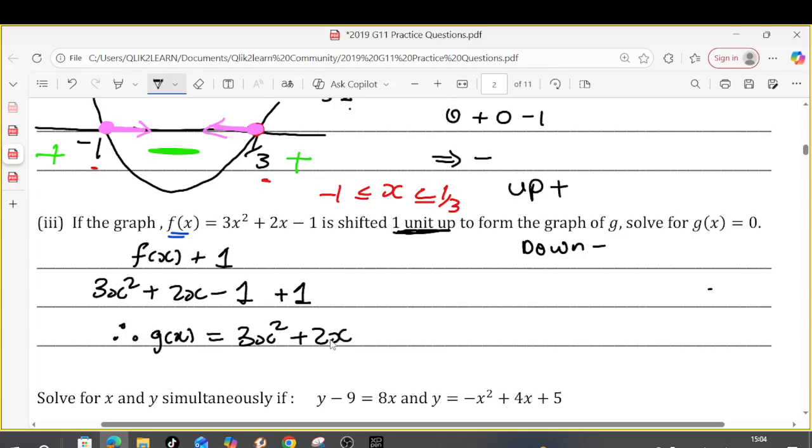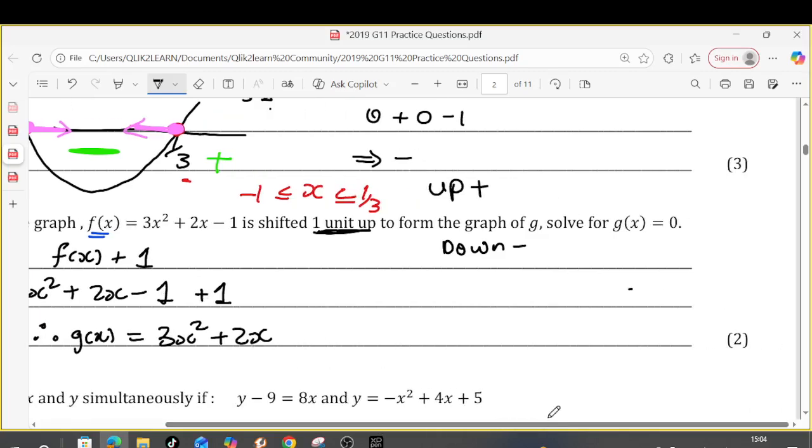But listen to the question. Are we done? No, we are not done. Why? Listen to the question carefully. Solve for g at x is equal to 0. The question says we must solve. They didn't say find g at x. We have g at x. What's next? We solve g at x. So we need to take this equation and solve it. This will be 3x squared plus 2x. They said we must take g at x, equate it to 0 and solve.